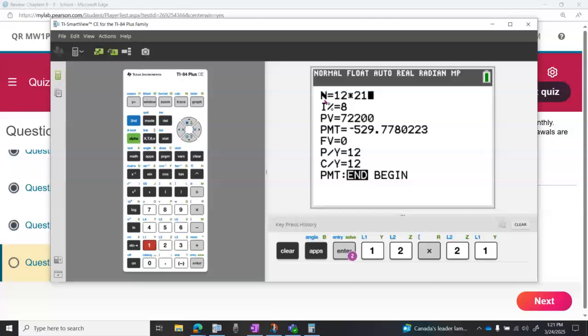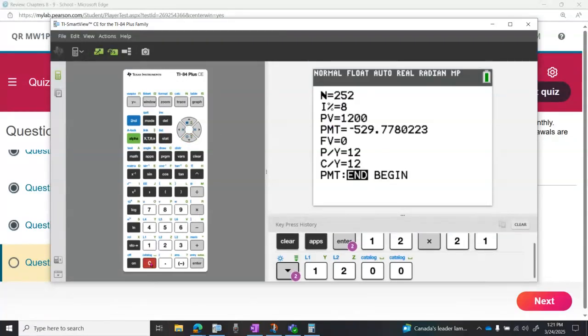Capital N here is the total number of times the interest is compounded over the lifetime of the investment. The grandma is going to invest her money for 21 years. So the interest is going to be compounded this many times, because 12 times a year for 21 years, 12 times 21. Interest rate is 8%. Oh, actually, it just happened to be 8%. It's a coincidence.